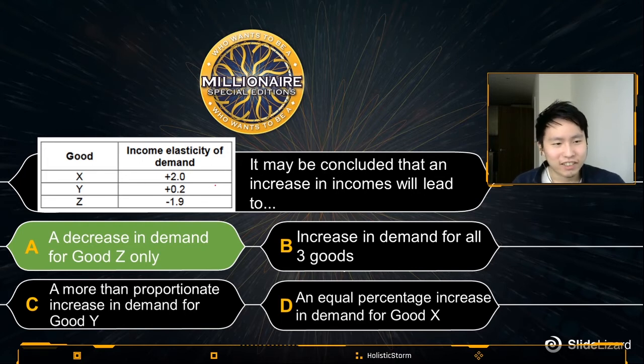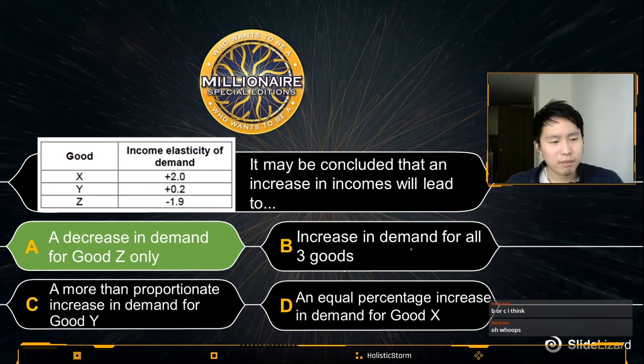Okay, so there are 2 positive income elasticities here, and then we've got 1 negative here for good Z. First, let's look at B. An increase in demand for all 3 goods. It's not going to lead to an increase in demand for all 3 goods, because if your income increases, you would buy less of good Z.